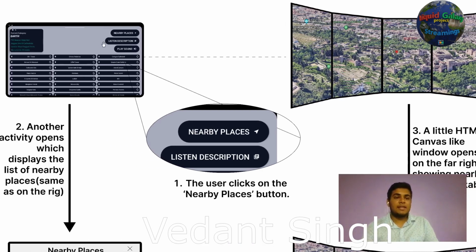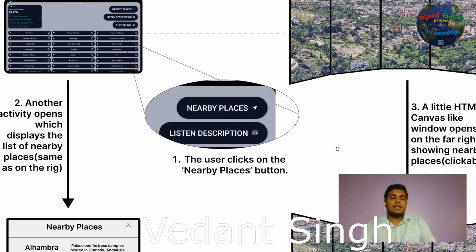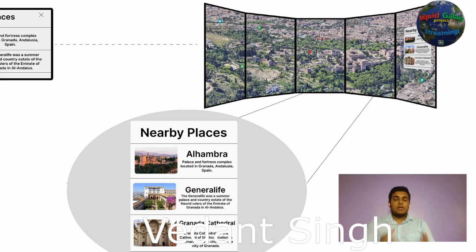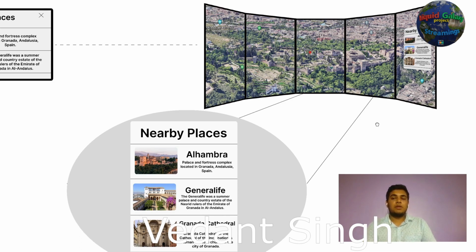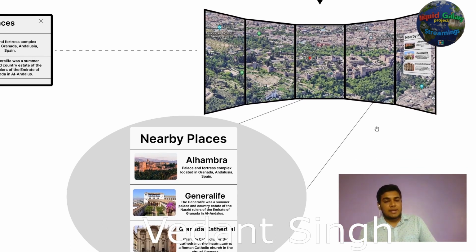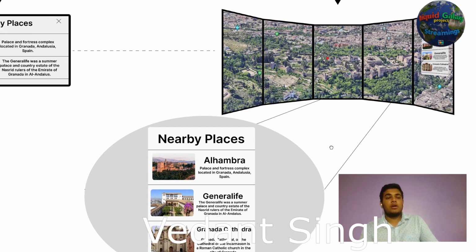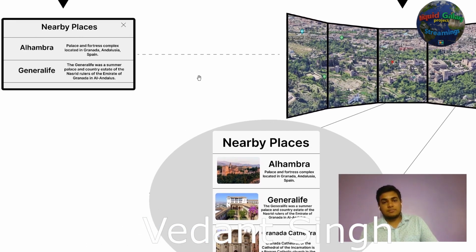In the application, if we click on nearby places, when the Liquid Galaxy rig is pointing at a place, in our example Alhambra Palace, the location which the rig is pointing at will have many nearby places generated and displayed in a balloon in the Liquid Galaxy rig, which we will be able to toggle through our application.